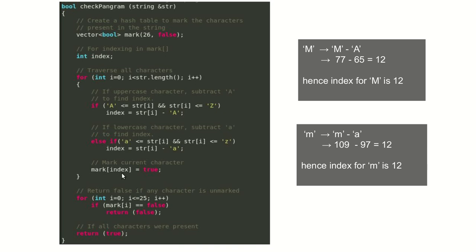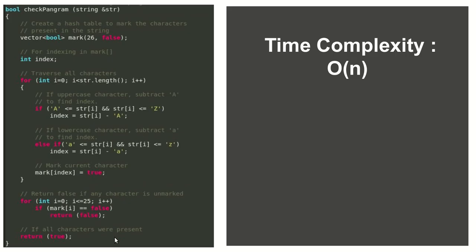After traversing the whole string, we traverse the mark array, and if we find any element to be false, we return false, which means the string is not a pangram. And if we traverse the mark array successfully, which means that every element is true, we return true, which means the string is a pangram. Time complexity for this problem is big O of n, where n is the size of the string, because we traverse the string once.